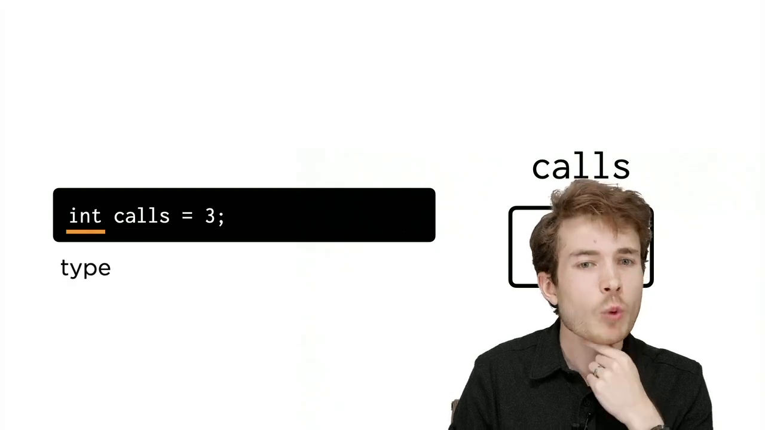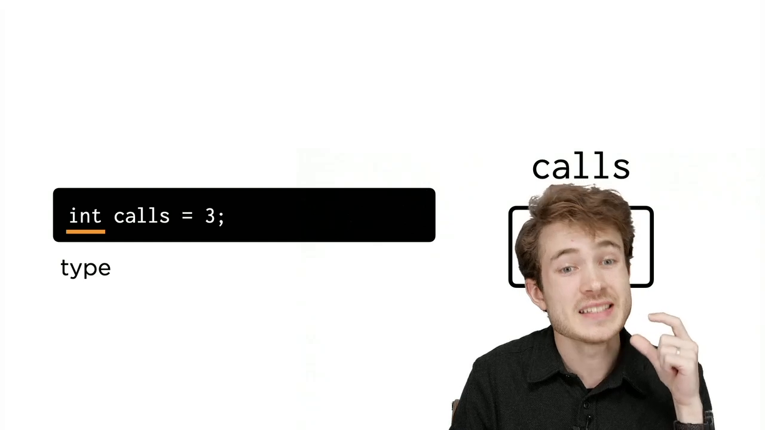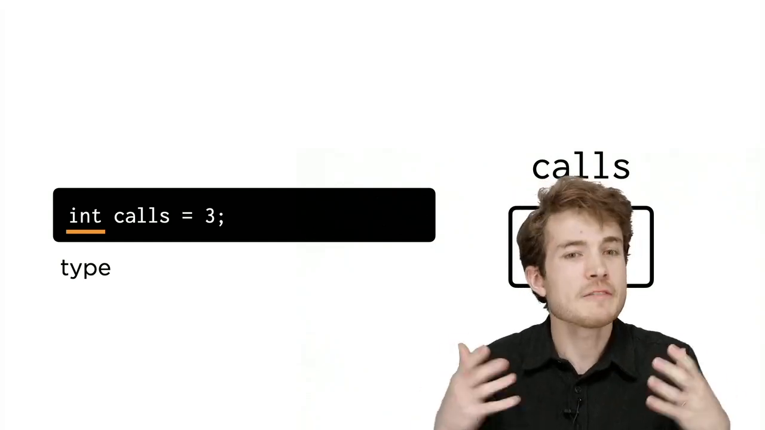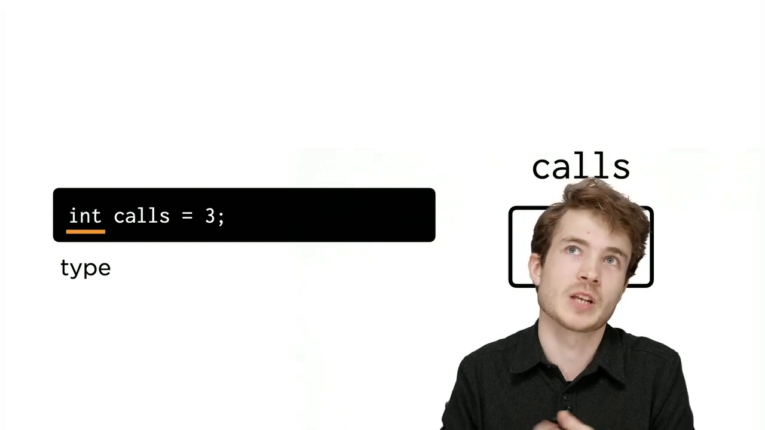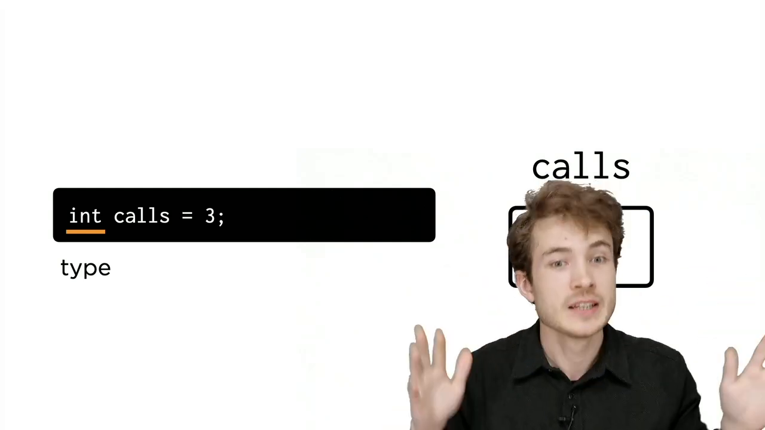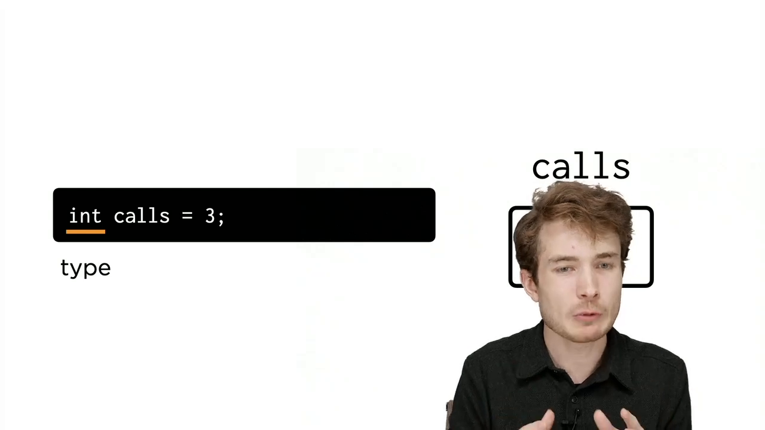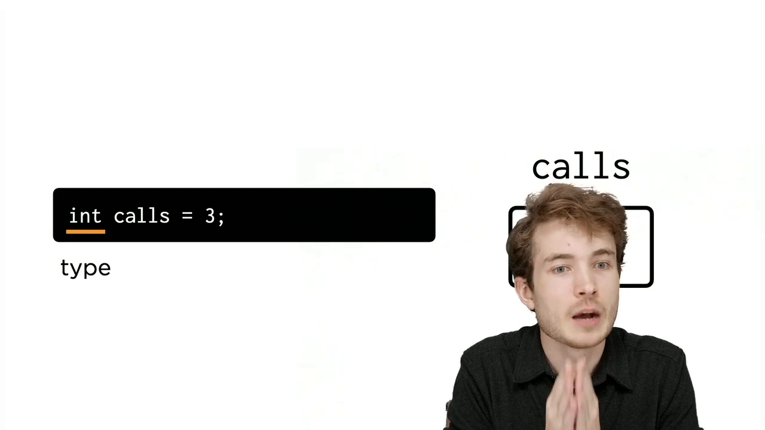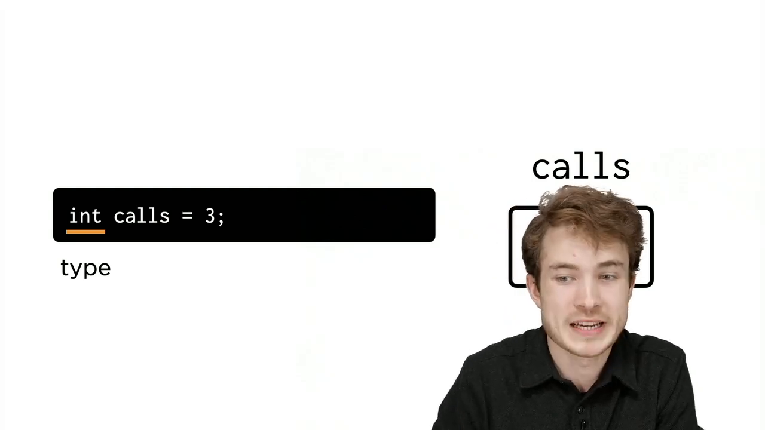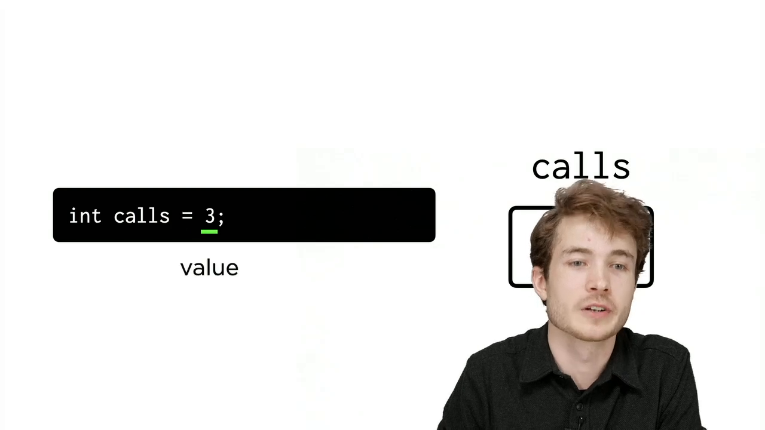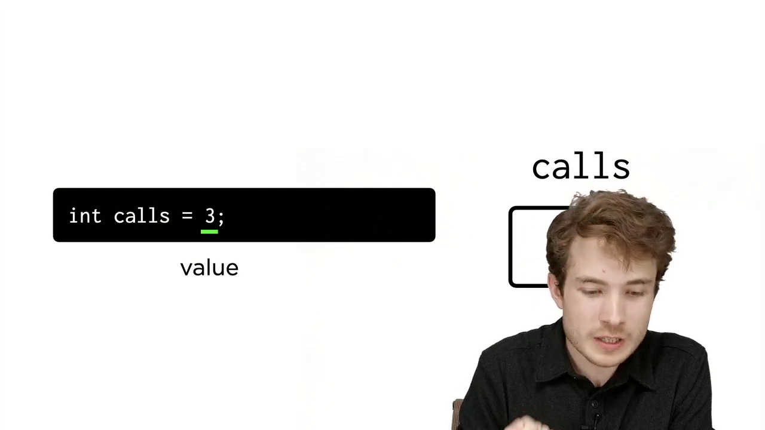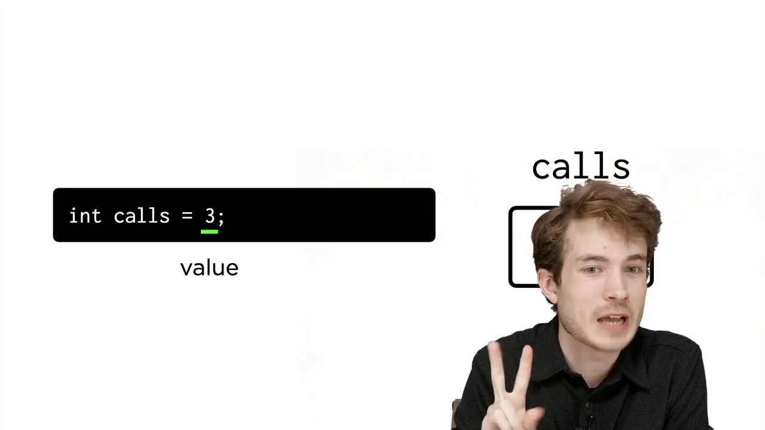Now there's one more piece, also the type, as somebody else said. Here we say, what kind of value does this container store? We've given it a name called calls, but then we have to define what kind of value I could put in this container. Is it going to be a character or an integer, as in a whole number, or something else entirely? That's the type of this variable. And we often define that up front, even before the variable name. And then finally, as somebody else pointed out, we have the actual value for this variable, in this case, the value 3.